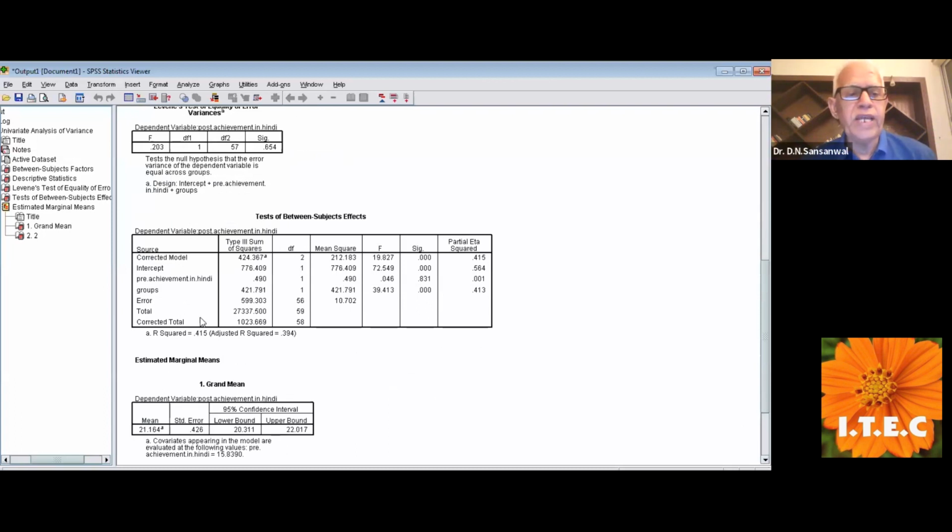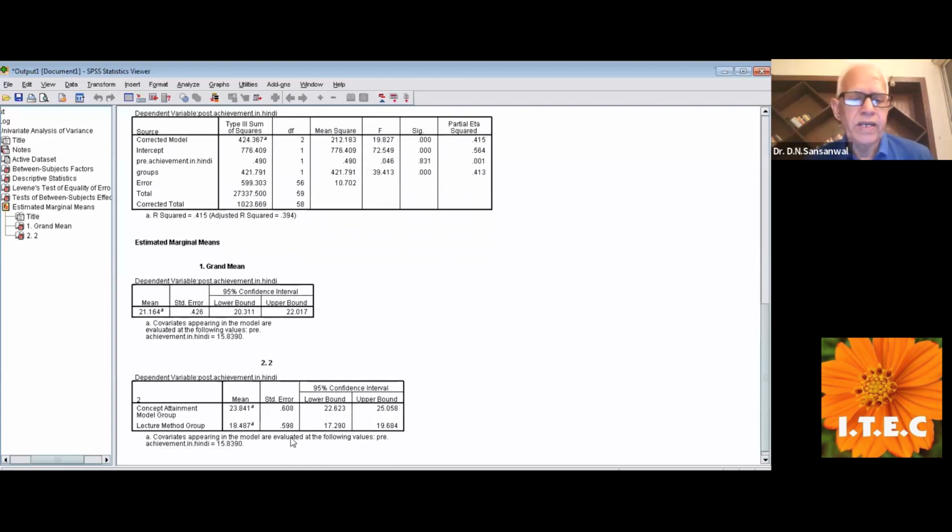Now you have to take this particular information from here. And the group F is 39.413. That means it is significant at 0.01 level. And this will be your adjusted mean. You know the concept of adjustment.